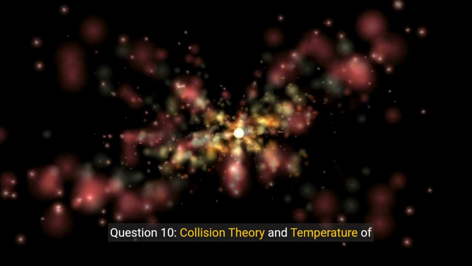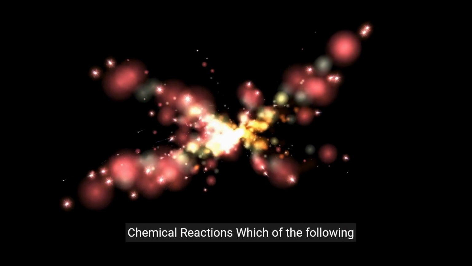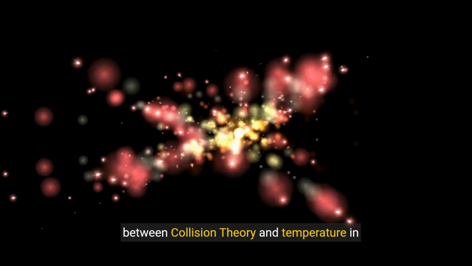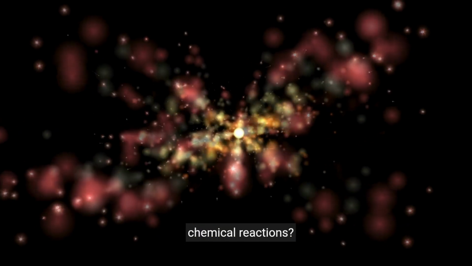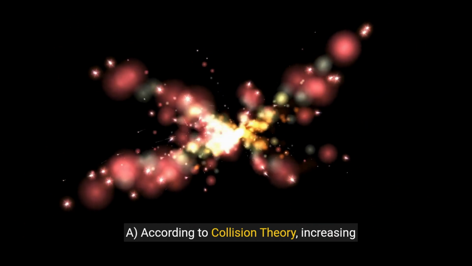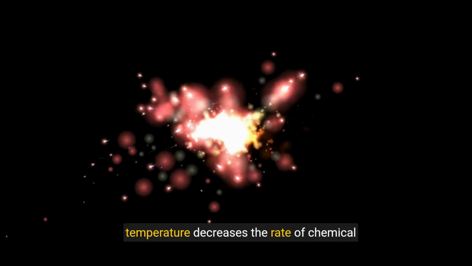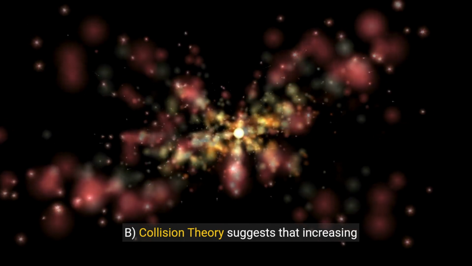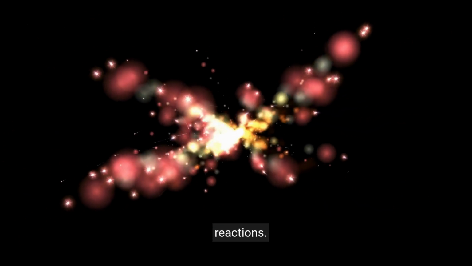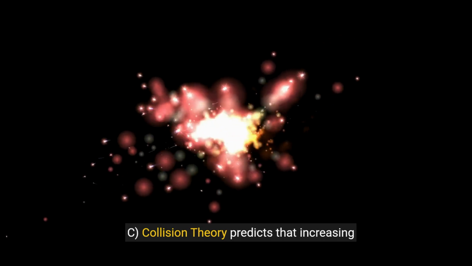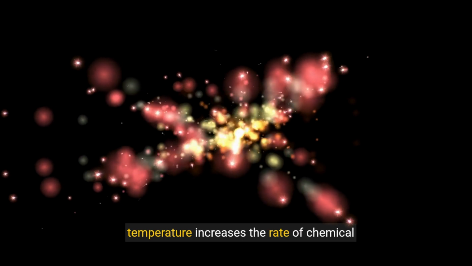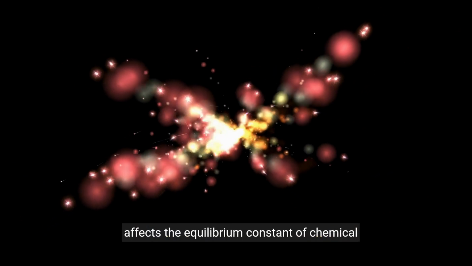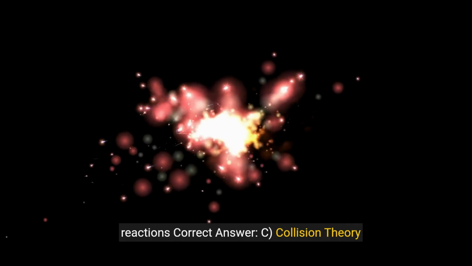Question 10. Collision theory and temperature of chemical reactions. Which of the following statements accurately describes the relationship between collision theory and temperature in chemical reactions? A. According to collision theory, increasing temperature decreases the rate of chemical reactions. B. Collision theory suggests that increasing temperature has no effect on the rate of chemical reactions. C. Collision theory predicts that increasing temperature increases the rate of chemical reactions. D. Collision theory proposes that temperature only affects the equilibrium constant of chemical reactions.